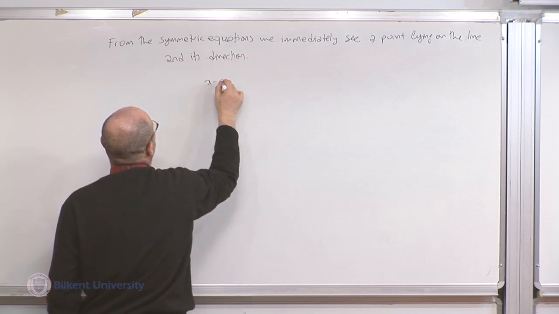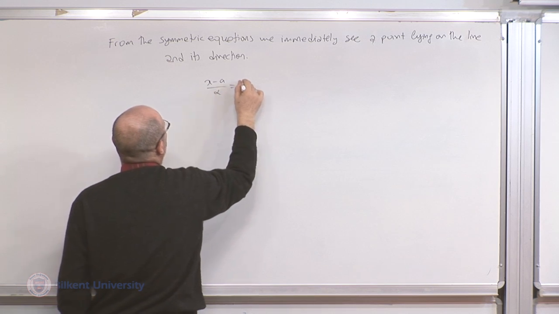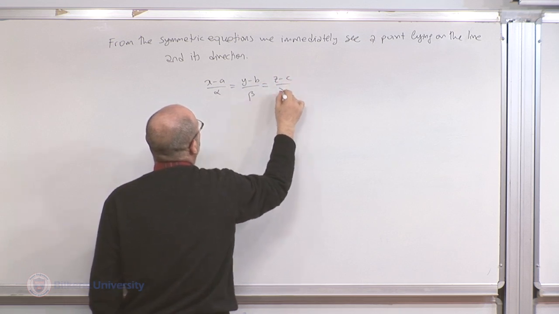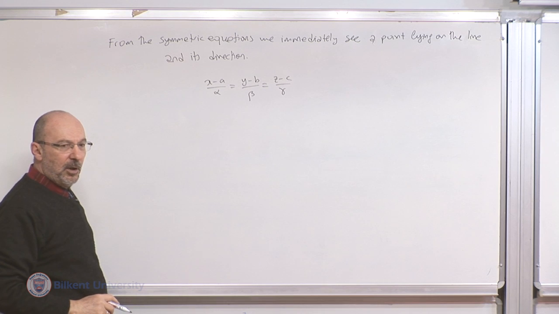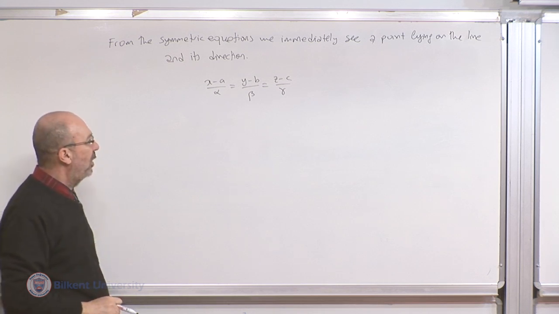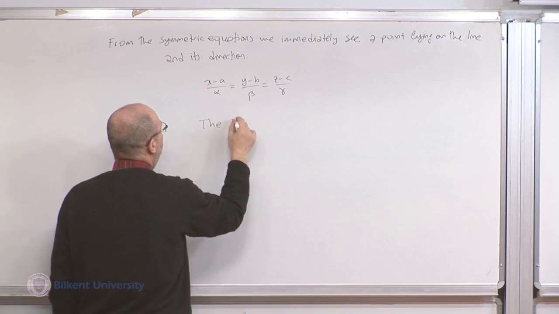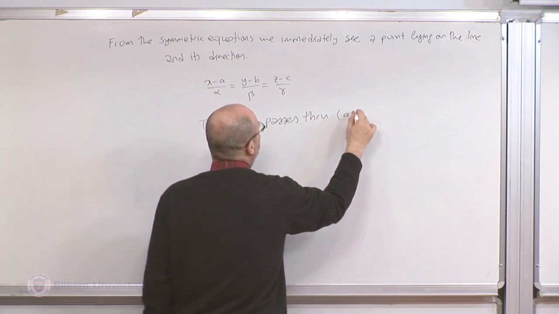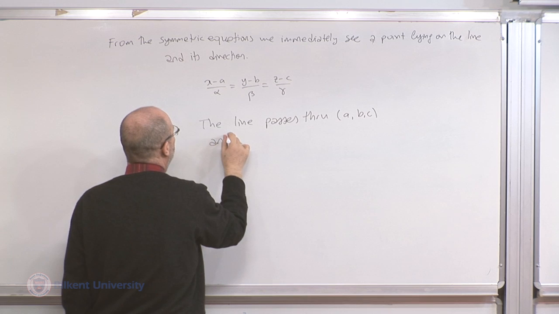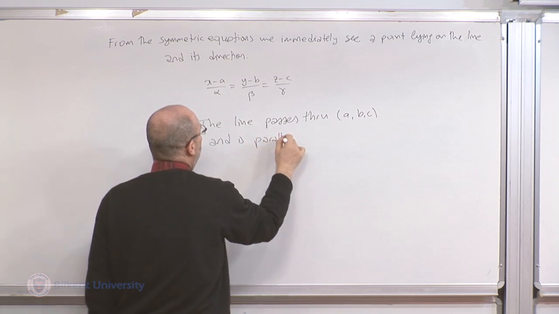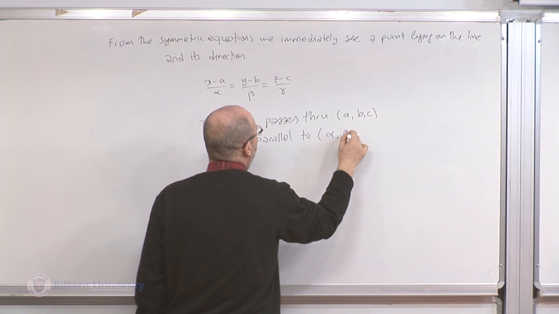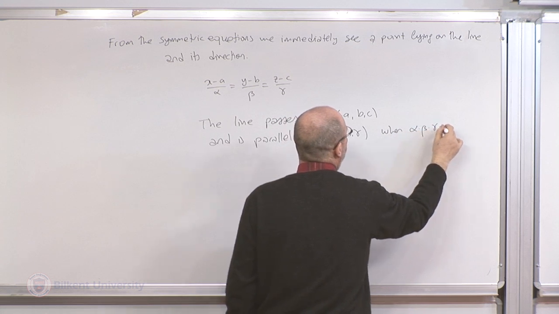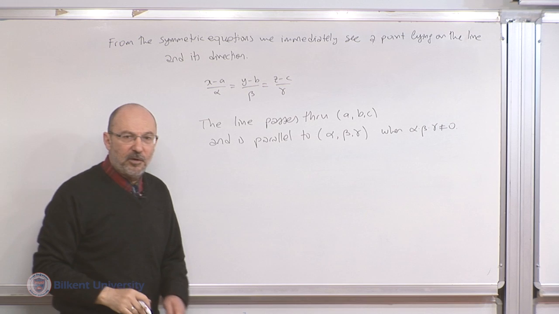Okay, so (x minus a) over, say, alpha equals (y minus b) over beta equals (z minus c) over gamma. When you write alpha, beta, gamma, it looks more scientific, so let's do it that way. So here the line passes through the point (a, b, c) and is parallel to (alpha, beta, gamma) when alpha times beta times gamma is different than 0. This means none of them is 0.